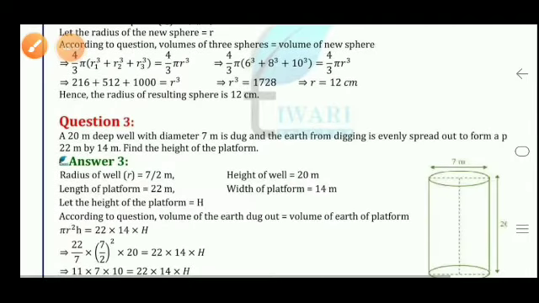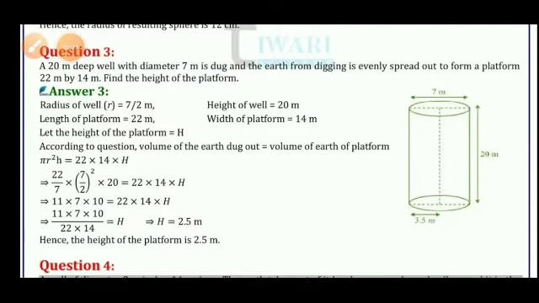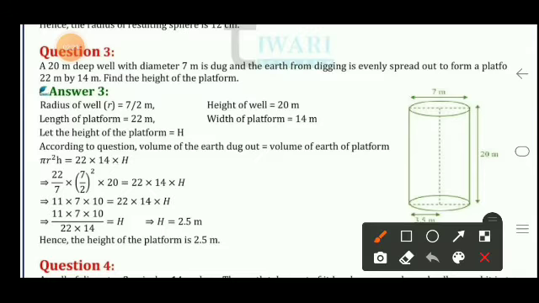Now moving towards the next question, question number 3. In question number 3 we have a 20 meter deep well with diameter 7 meters that is dug, and the earth from digging is evenly spread out to form a platform 22 meters by 14 meters. Find the height of the platform.